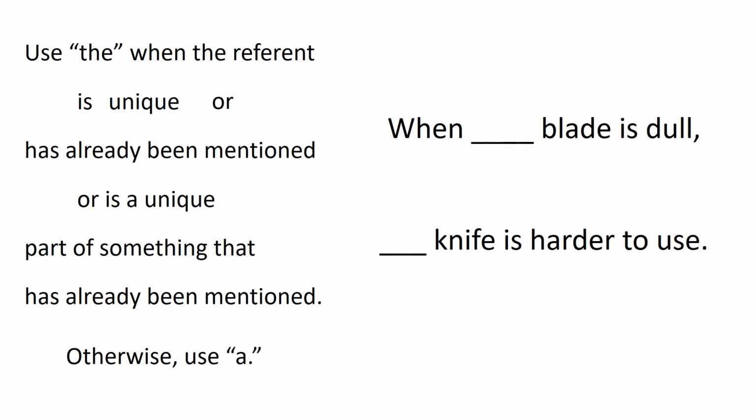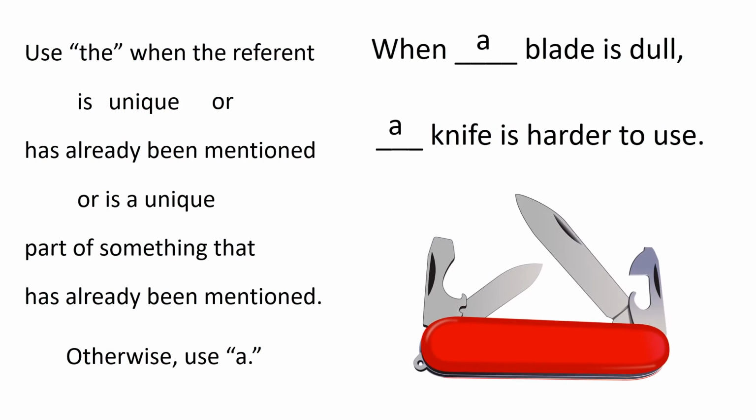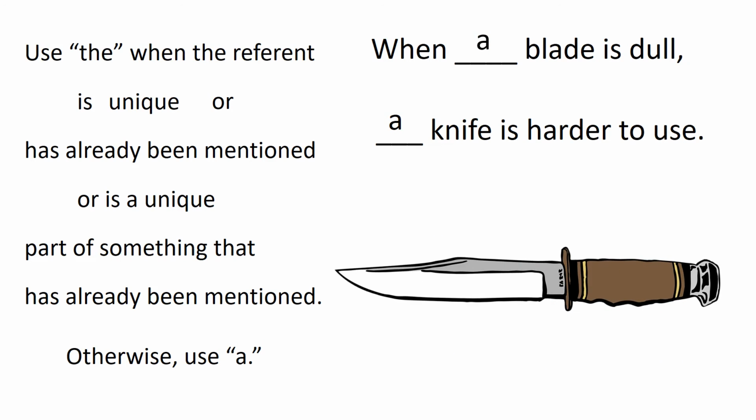Since neither of the nouns in this next sentence have appeared in a previous sentence, and neither is unique in the world, and since a knife is not part of a blade, our rules say that both of these nouns should be preceded by a. What we find if we do this, however, is that this formulation implies that the knife in question must have more than one blade. If we know, however, that the knife does have only one blade, it is more natural to modify the first noun, blade, with the.